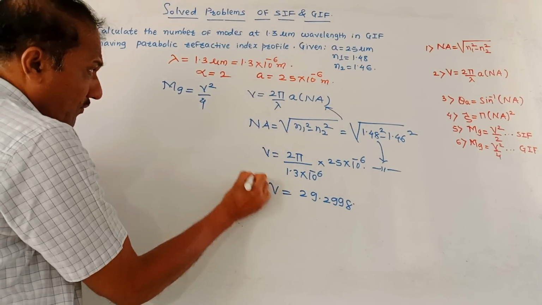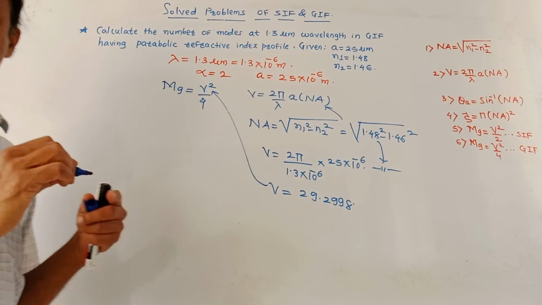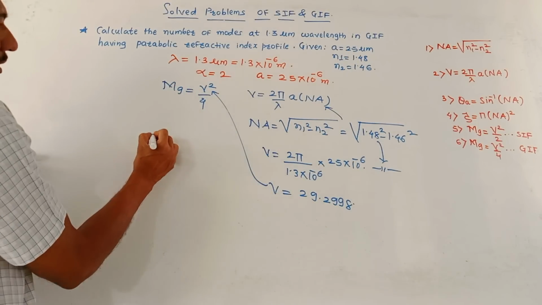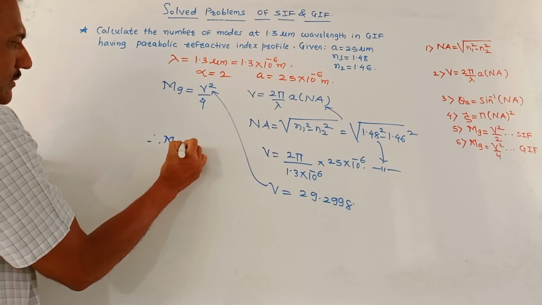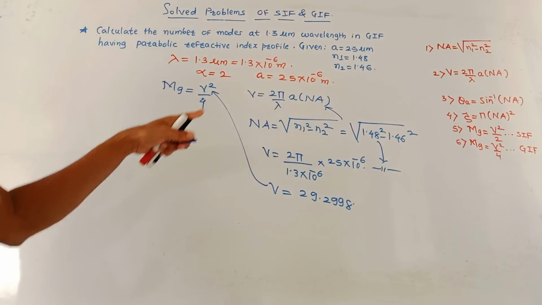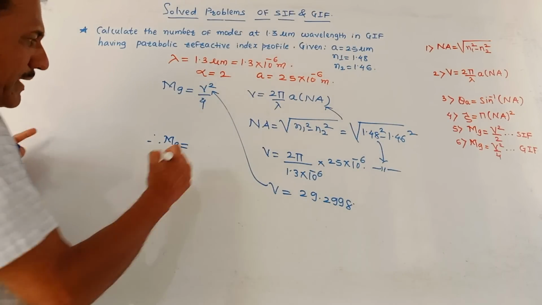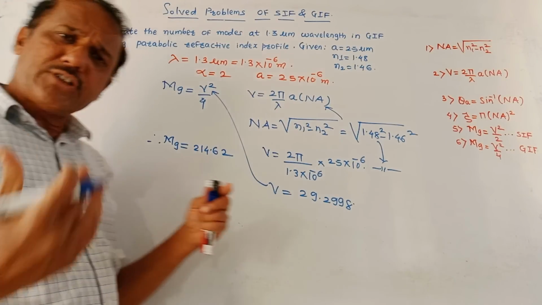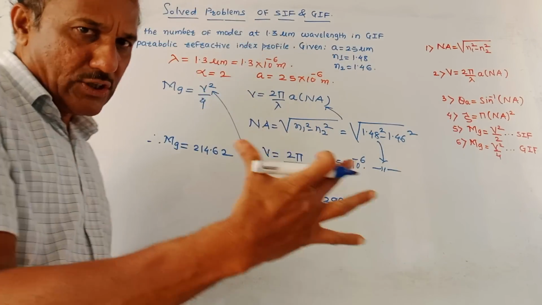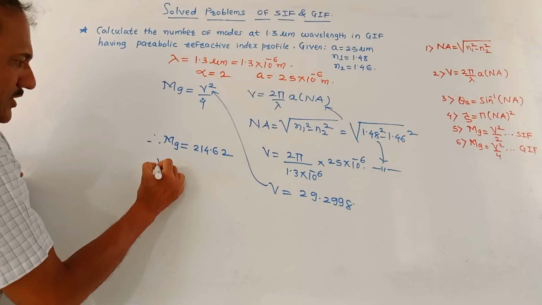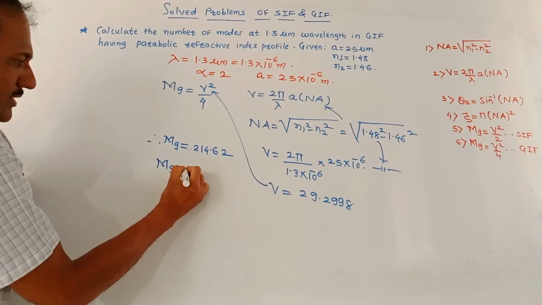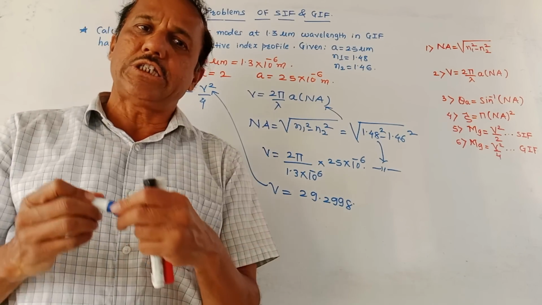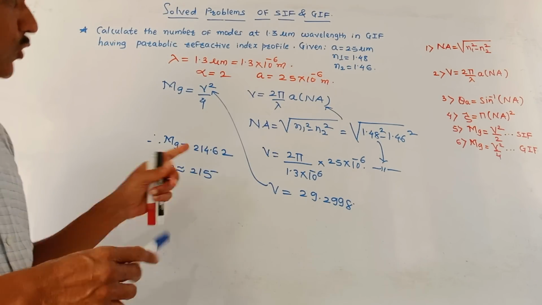Now put this value of V in the equation of Mg. So you will get V square, that is this value square, upon 4. Therefore, the number of modes propagating in the given GIF, graded index cable, will be 214.62. Like the previous numerical, we discussed that this is the number of modes, so it must be an integer. So I will write that approximately the number of modes propagating through the given GIF will be 215.